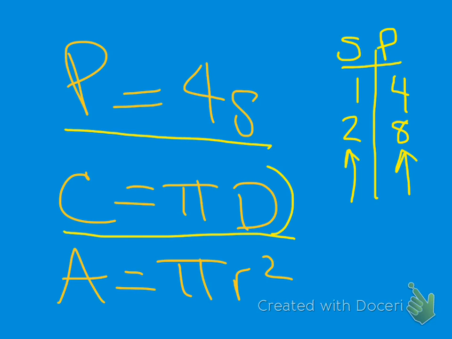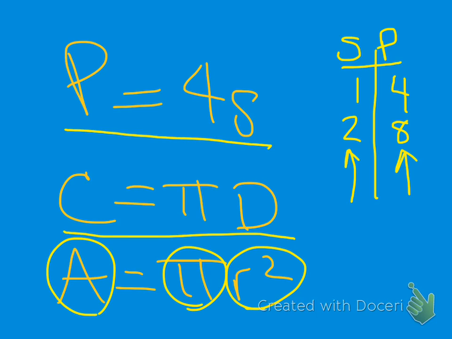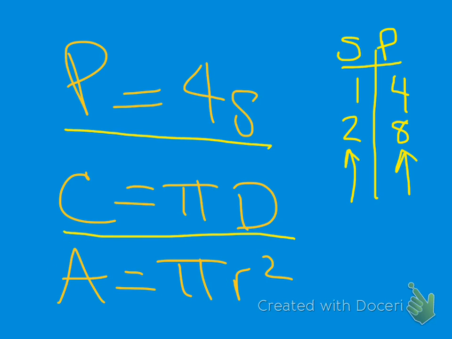If I plug a value in for d, I'm going to multiply it by pi, which is going to increase that value, and we'll get our circumference, or c. If I put a value in for r and r squared, then I multiply by the pi, the area will also go up. So these are all direct variation.